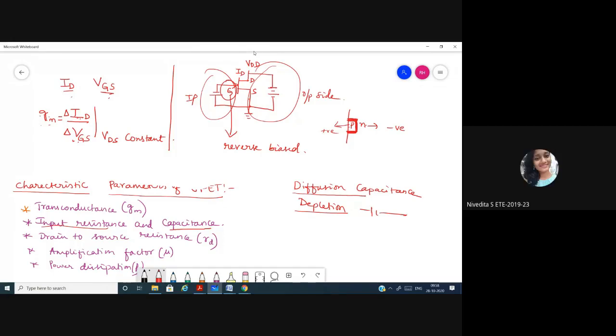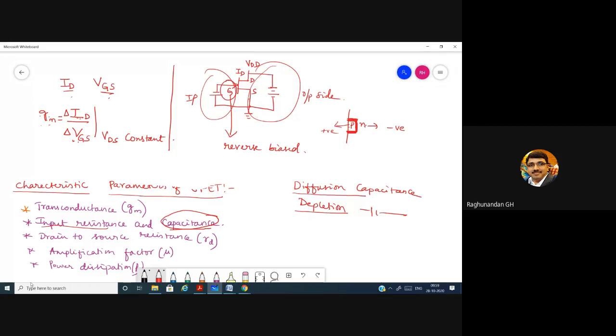Depletion capacitance. Why? Because it takes place in reverse biased condition, and because the gate and the drain will always be in reverse bias condition, obviously we experience depletion capacitance. This is how capacitance is exhibited. So capacitance will be across the junction of P and N.